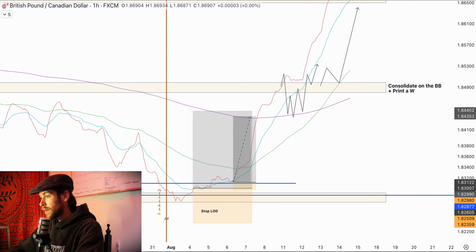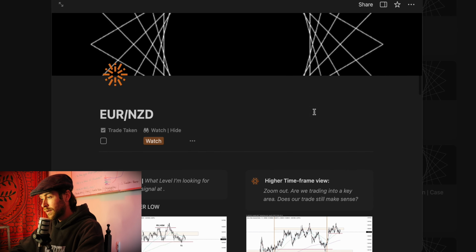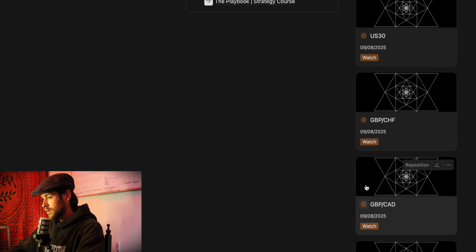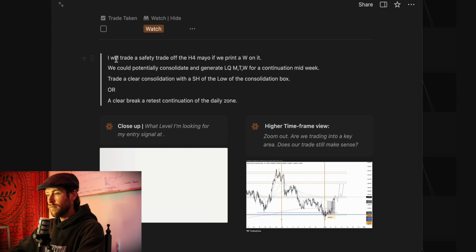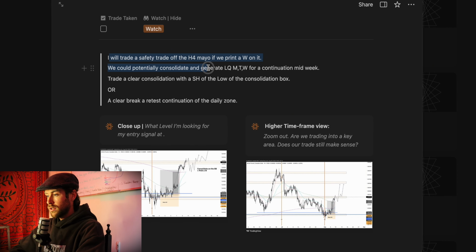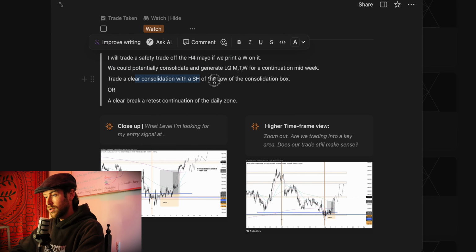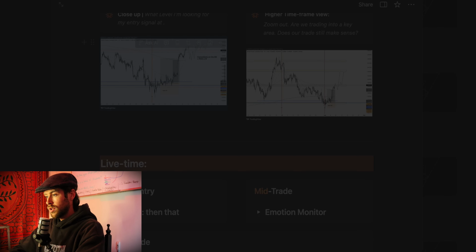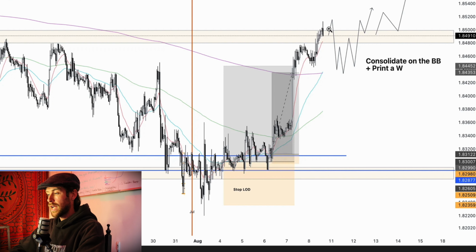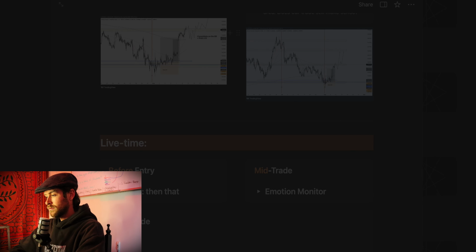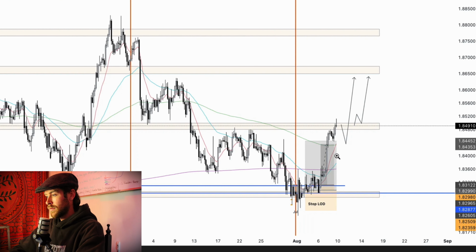So let me add on, I'll show you what I was anticipating. This is GBP CAD. So I said we could consolidate, potentially generate LQ, trade a clear, stop under the low. Here's what I anticipated. So price was at the level. If we come down and print a blueberry on there, or break out, pull back, and continue on this zone.